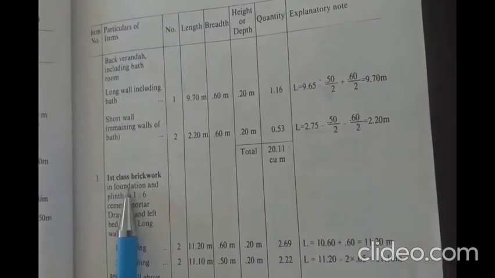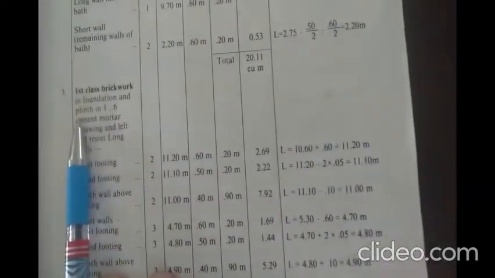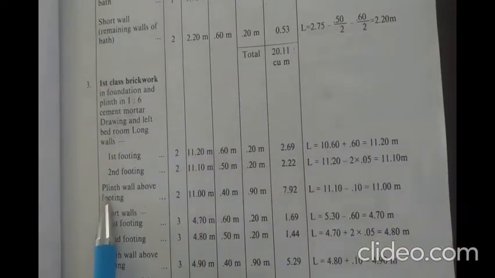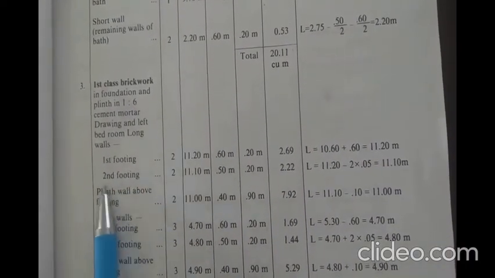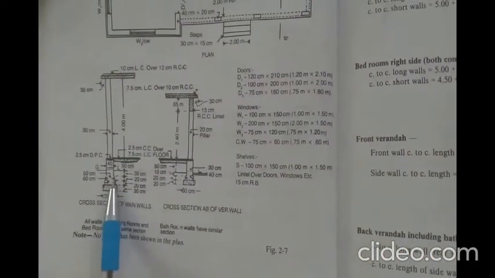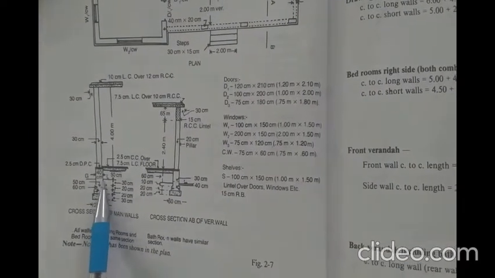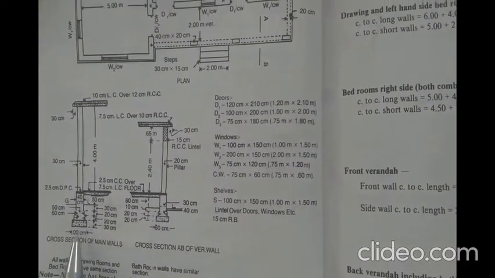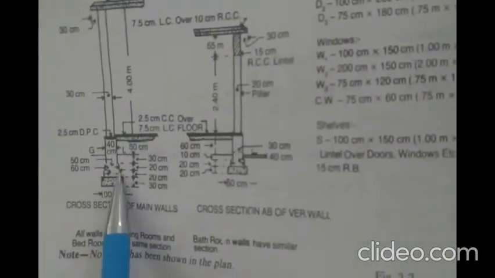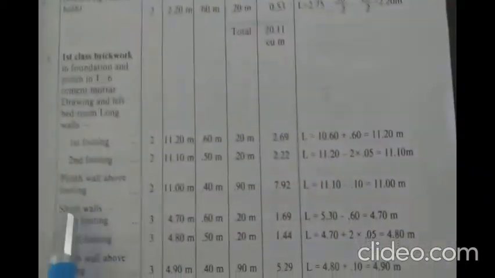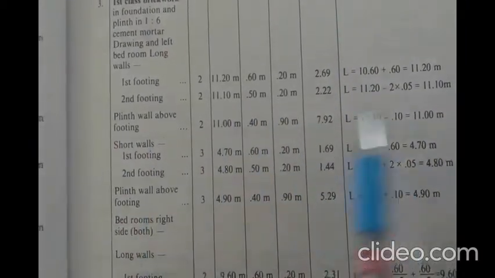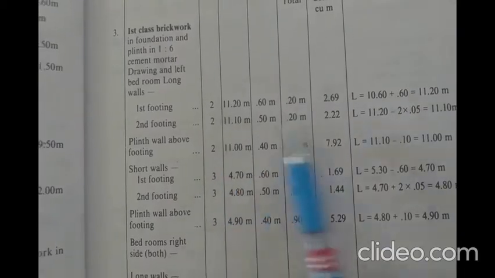In first for footings, we have to construct the first class brickwork in foundation. So we will calculate each and every item for all footings. Let me show you the first footing. This is your base. This is first footing, second footing. This is plinth wall. So we will calculate the value of lime concrete for base, for foundation, for first footing, second footing and plinth wall separately. This is first footing, second footing, plinth wall above the footing, and in short this way you just compute the length for the various footings, various levels.